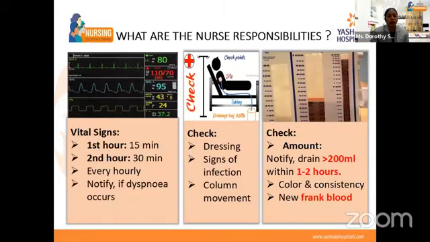When you come to the tubing part, you have to check for the column movements. And when coming to the drainage bottle, the nurse should see the amount or the volume of the fluid drained. The nurse should notify the doctor if the drain is more than 200 ml within 1 to 2 hours. And the color and consistency also matter. If there is any fresh blood or frank blood, the nurse has to notify the doctor.